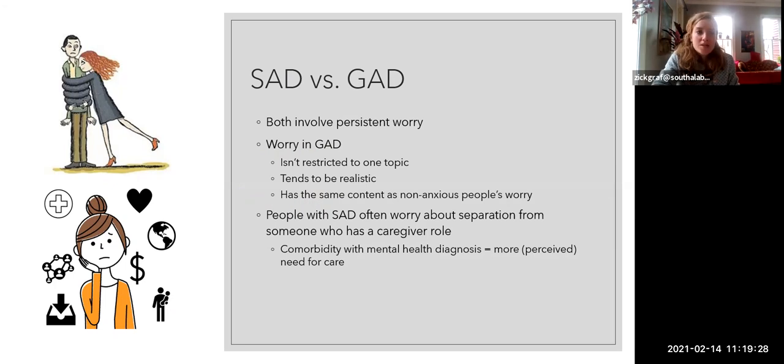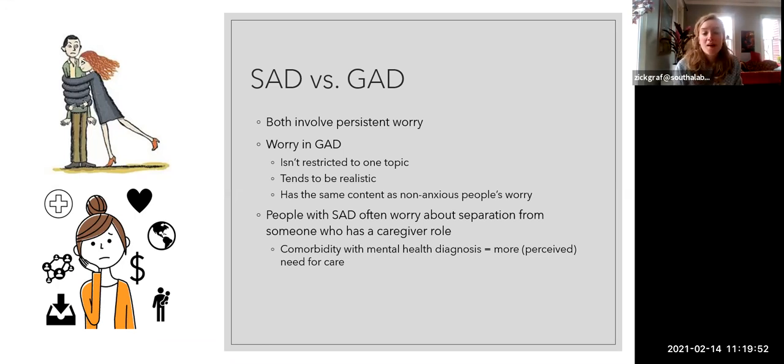So both separation anxiety and generalized anxiety disorder involve persistent worry. But like I said, the worry in GAD is not restricted to one topic. It tends to fluctuate and move from topic to topic. The worries tend to be realistic, about things that could actually happen, and it has the same content as everybody else's worry.